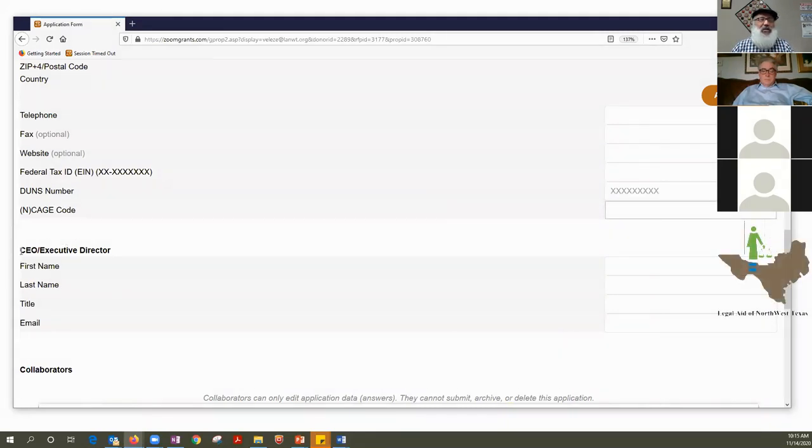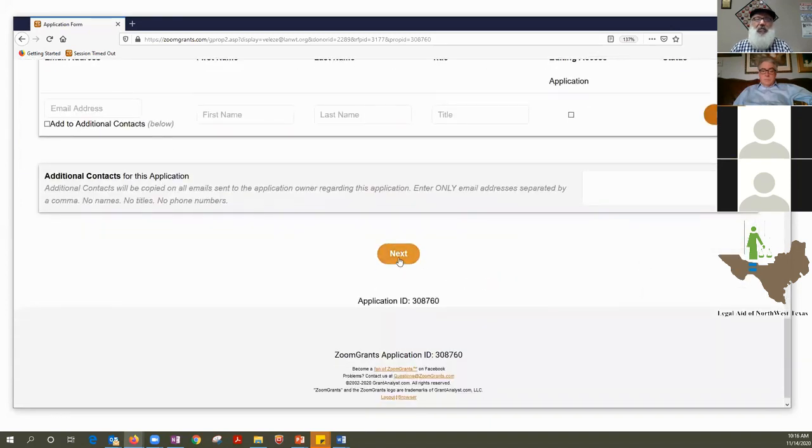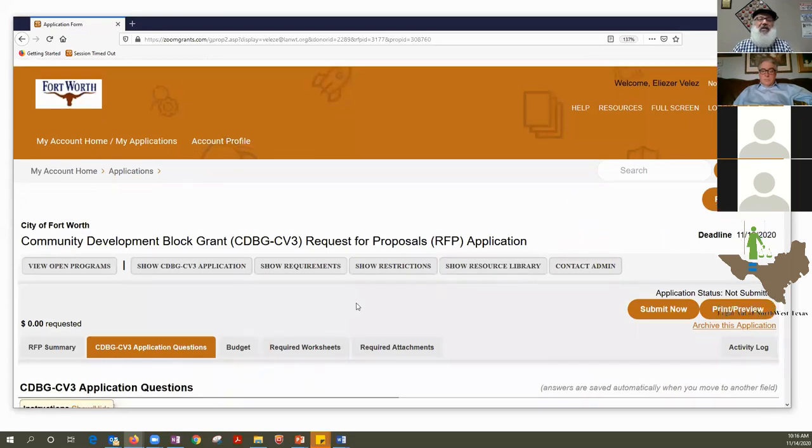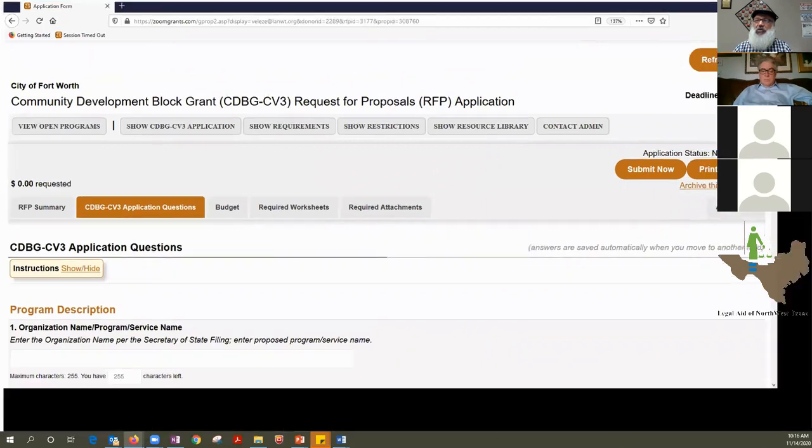Otherwise, moving on, CEO, Executive Director, who's the top person there, their email address, and the email address for anybody that you want to invite to write. You write their email address, first name, last name, their title, and you can click here, and then they will be able to come in and help you write the application. Once you click next, you go to the next tab, and this next tab involves the actual application. We went over these last week, so I would like for Nancy to just speak on this, and I'll show what the application looks like as she speaks.